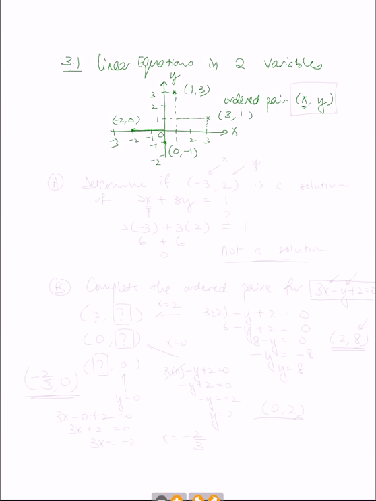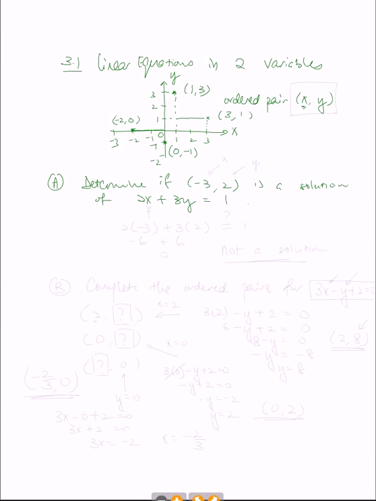Okay, now that you understand how the ordered pair works, there are a few things you need to know how to do. The first thing is, if I gave you a line, can you determine if, say, -3, 2 is a solution of, let's say, 2x plus 3y equals 1.